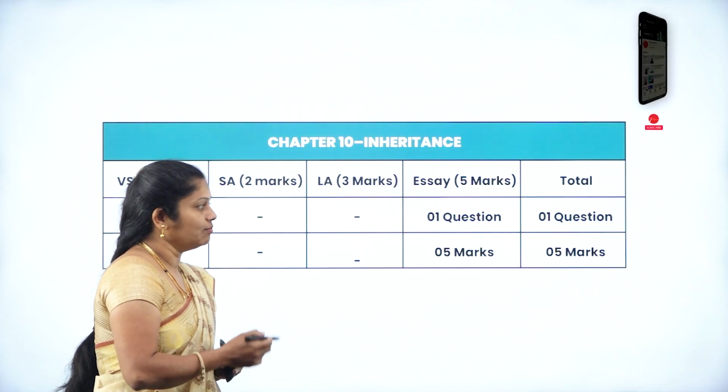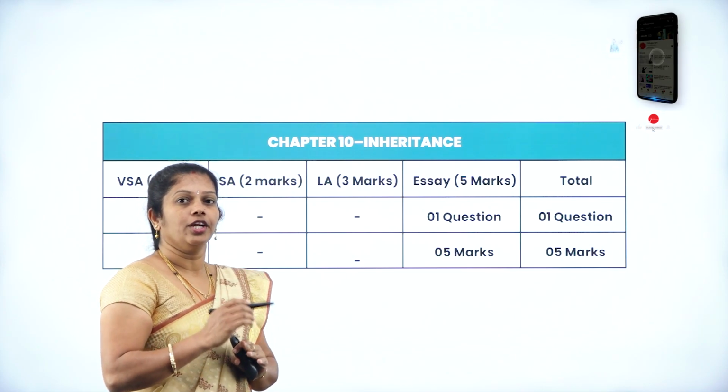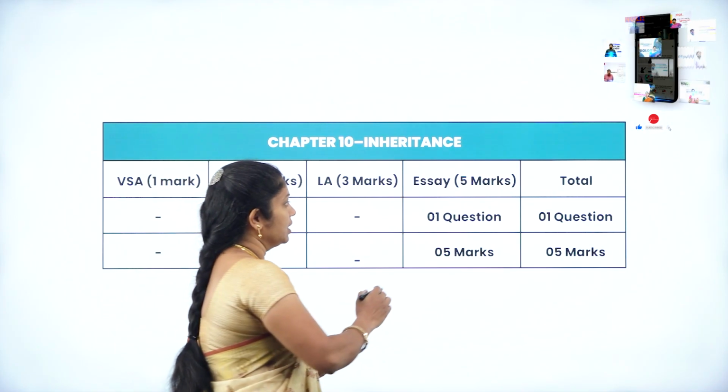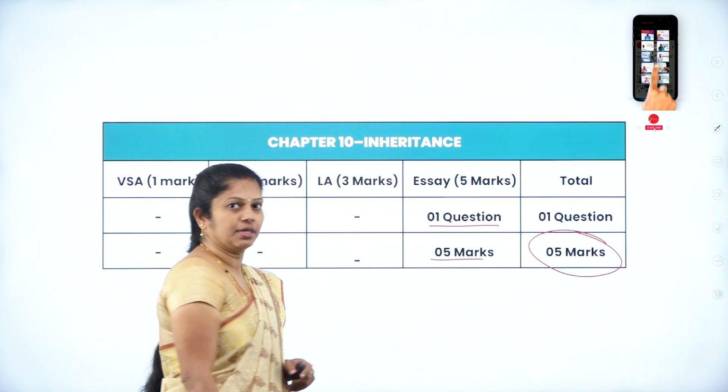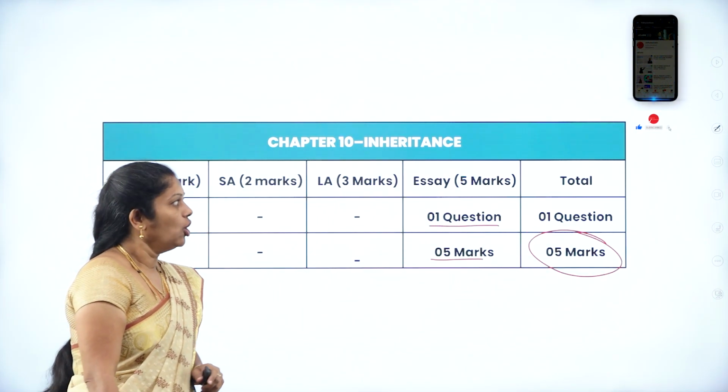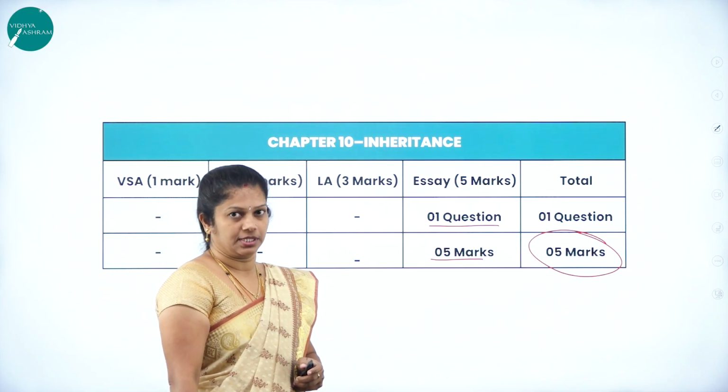In the annual exam, from this chapter, you will get only one question, that is in Part D for 5 marks. The total weightage of this chapter is 5 marks in the annual exam. Only one question you may expect from this chapter.